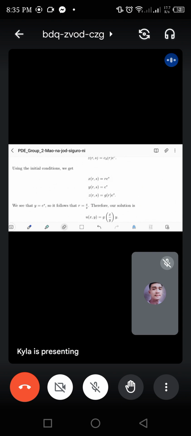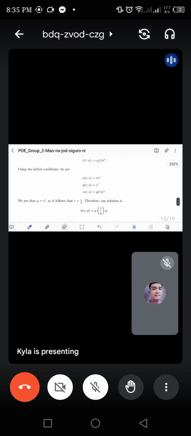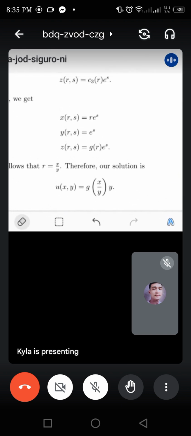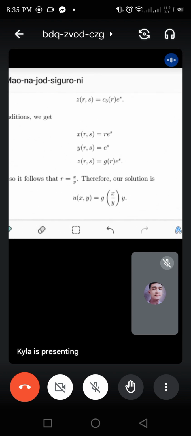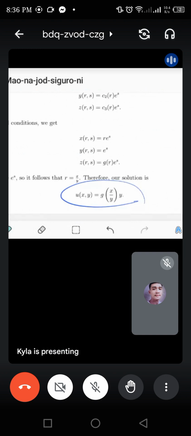Therefore, our solution is u of x, y is equal to g of x over y times y. We just substituted: in the first step we let z be u, so that becomes u. And g of r, we replace r with x over y, so that becomes g of x over y. And e raised to s equals y, so that gives y here. So that is our particular solution.